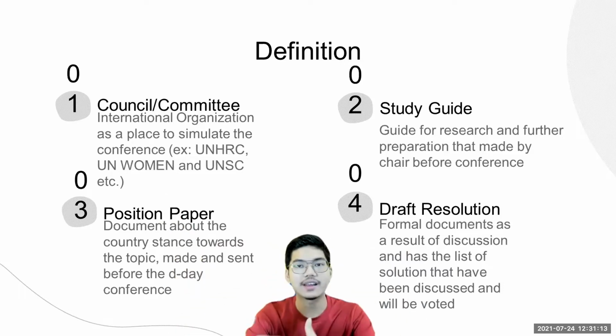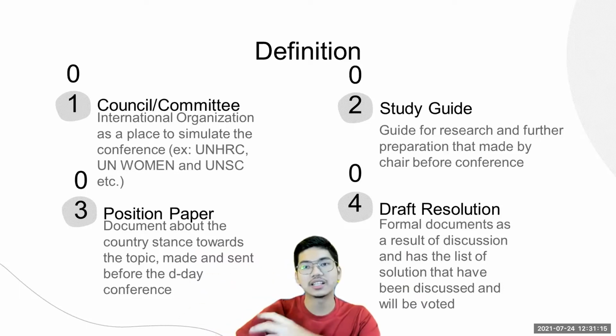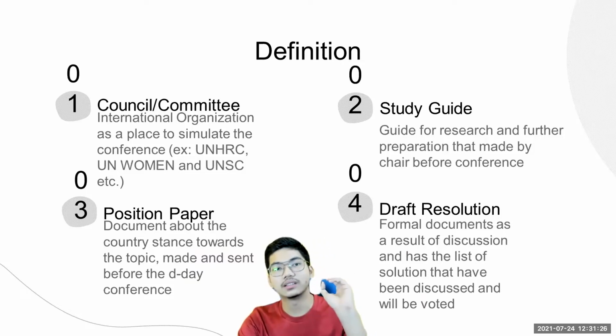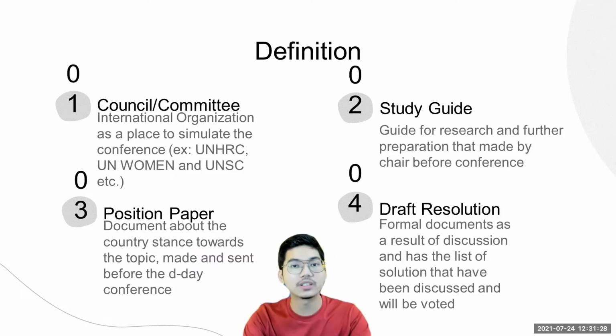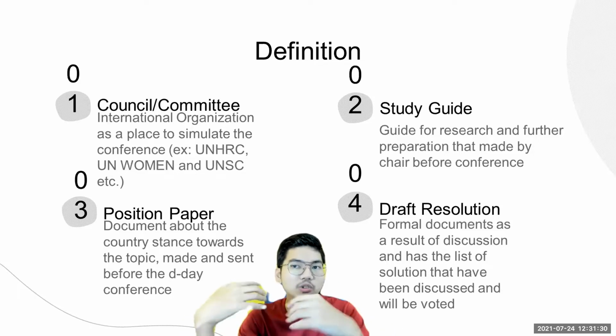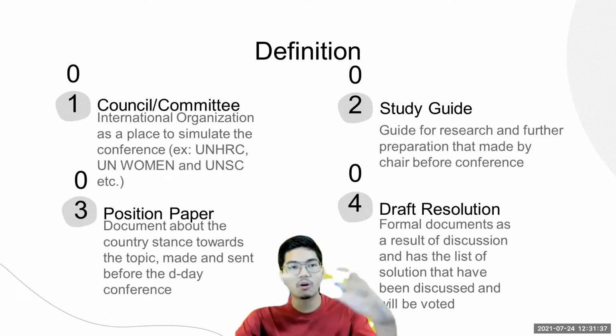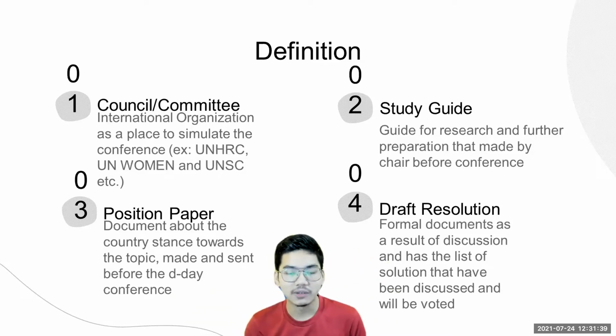So you're going to have to understand each council and each organization, what their duties and responsibilities are, what is the difference between the United Nations Development Program and the United Nations Environment Program. What are the differences? What do they do, right? And by knowing the committees, by knowing the councils, you're going to understand the whole function of that organization, right?